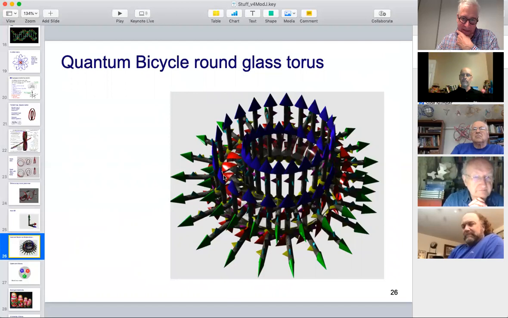So that's another double loop around a torus showing how the electric field is green and the magnetic field is upward directed in this thing. That's the quantum bicycle going around a glass torus using this system. And that's quite like the electron stuff that I showed you before. In fact, this is a positron because the field's outward directed. So you can draw these things.